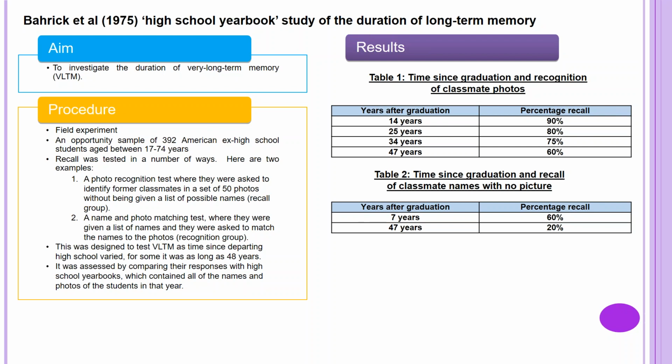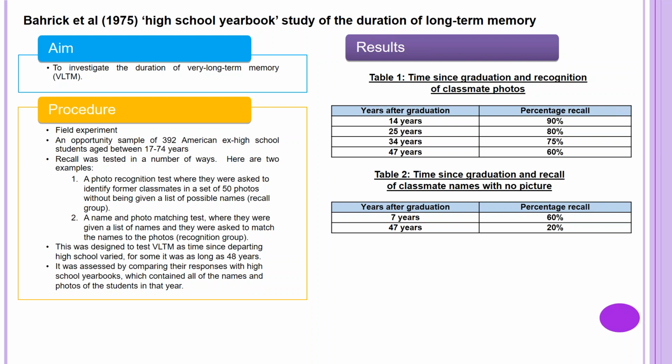Here are two examples. A photo recognition test, where they were asked to identify former classmates in a set of 50 photos without being given a list of possible names, i.e. recall group. A name and photo matching test, where they were given a list of names and asked to match the names to the photos, recognition group. This was designed to test very long-term memories, as time since departing high school varied. For some it was as long as 48 years.